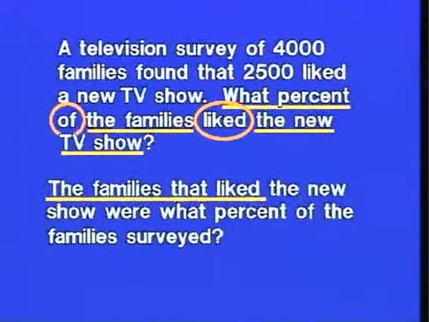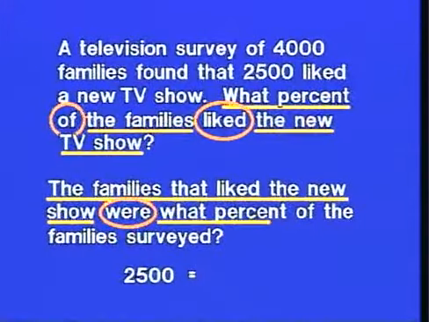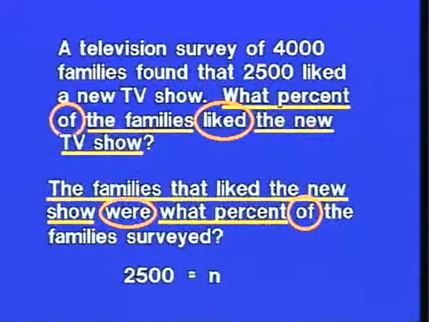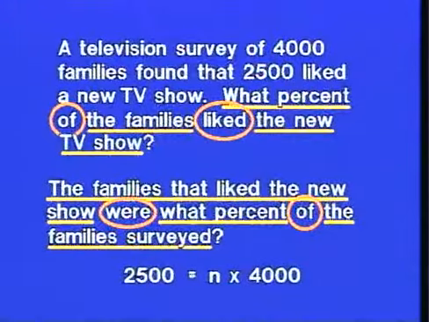The families that liked the new show, well, how many liked the new show? 2,500. Were, a verb, equal sign. What percent? Well, that's the unknown amount. Some letter stands for the unknown amount, N. Of, that means times. And then the families surveyed. The number of families surveyed, well, that's 4,000. You see, so it turns out that we have exactly the same equation that we had before, only the right side was on the left side and the left side information was on the right side of that equal sign. It's just kind of backwards from the way that we had it before. But we would solve it exactly the same way and get exactly the same answer.